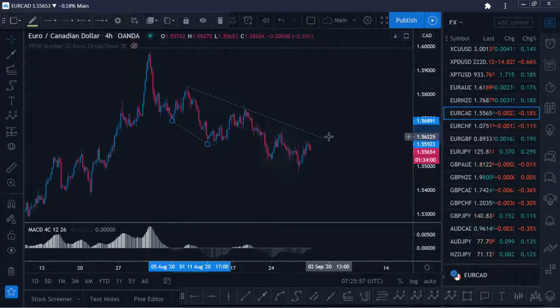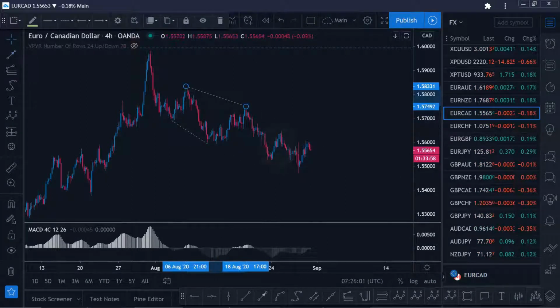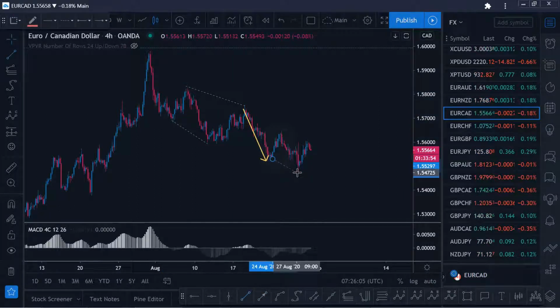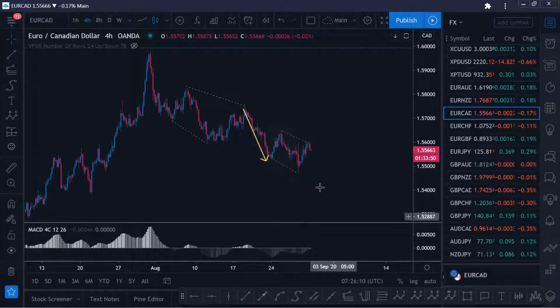Potentially, the one scenario we're looking at is that's an impulse. This is an impulse now to the downside, and this is a lower degree correction for continuation to the downside. So I still like the short. It's just been challenging to find a short entry.